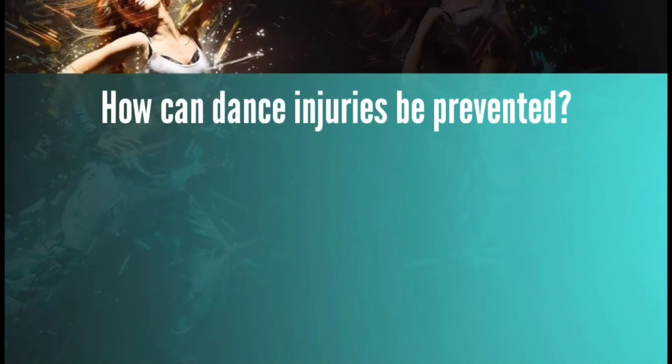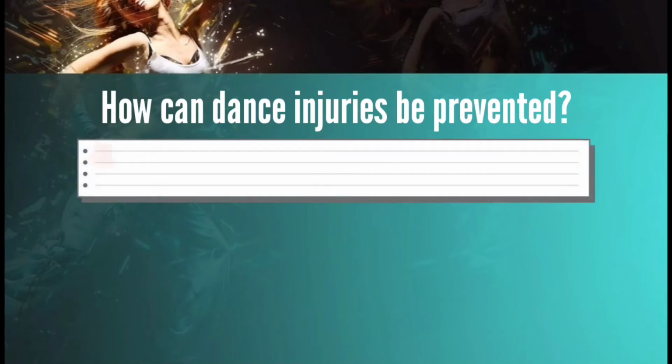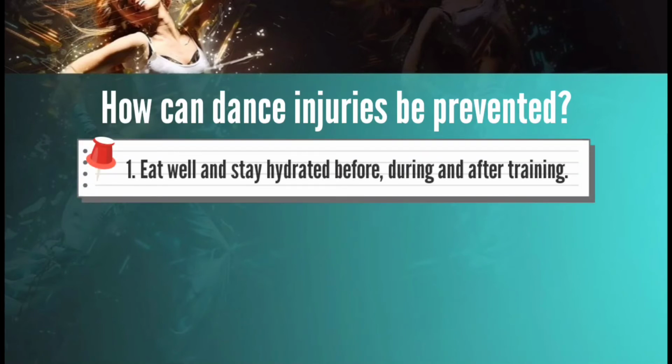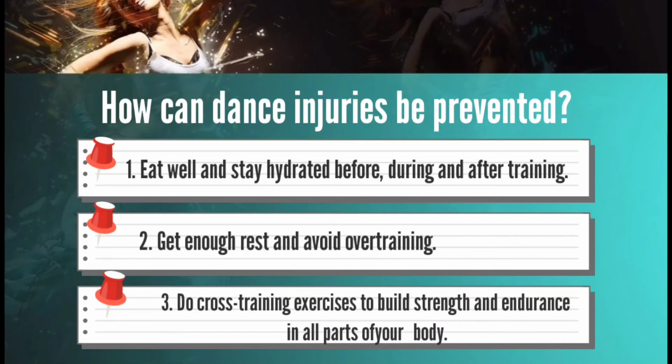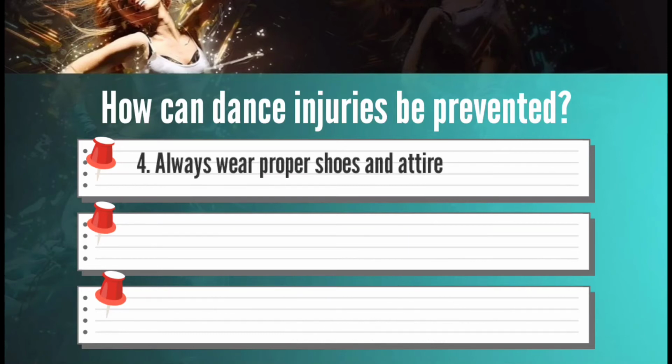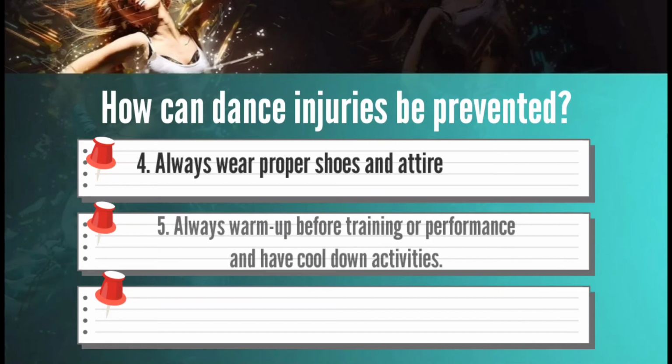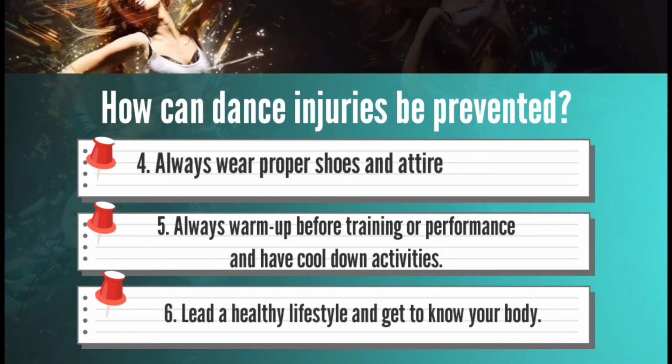How can dance injuries be prevented? Number 1. Eat well and stay hydrated before, during, and after training. Number 2. Get enough rest and avoid overtraining. Number 3. Do cross-training exercises to build strength and endurance in all parts of your body. Number 4. Always wear proper shoes and attire. Number 5. Always warm up before training or performance and have cool-down activities. Number 6. Lead a healthy lifestyle and get to know your body.